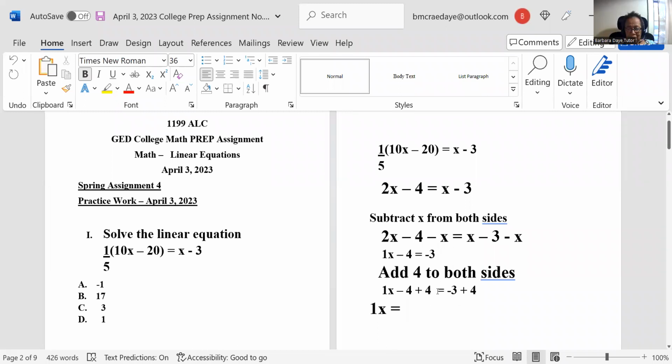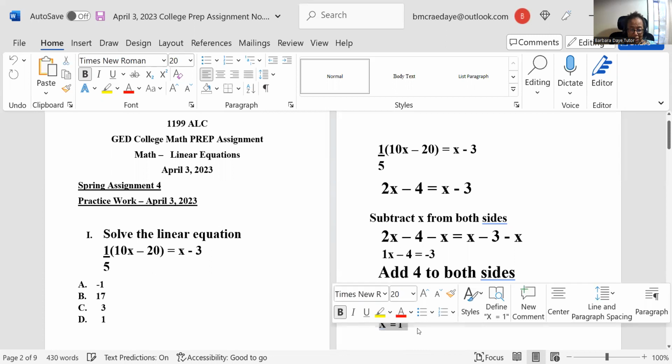What's -3 and +4, Mercedes? That is 1. That's it. Very good. +1. So then x, if you divide both sides by 1, what is x equal to? 1x. What is x equal to? 1. That's it. Just 1. Because you divide both sides by 1, so x over 1 is just 1. That's your answer.